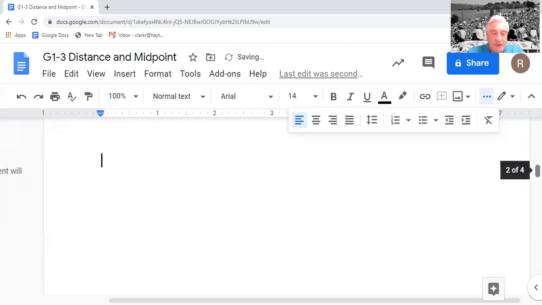Let's try it again. Let's get 2 points that are 0, 4, and let's get minus 3, 17. Now, what do we do? First thing we do is take the x's. The x's, we're going to add them up. 0, minus 3. We're going to divide it by 2.